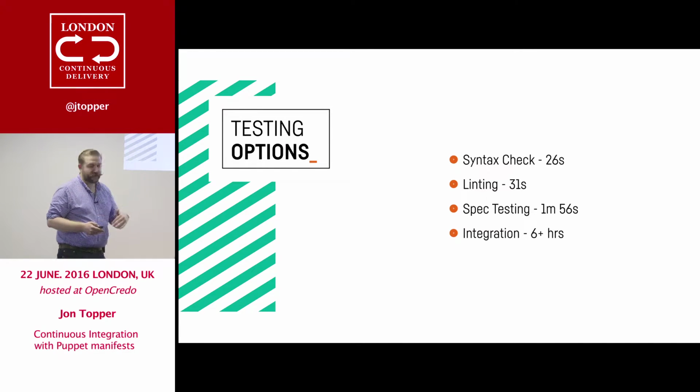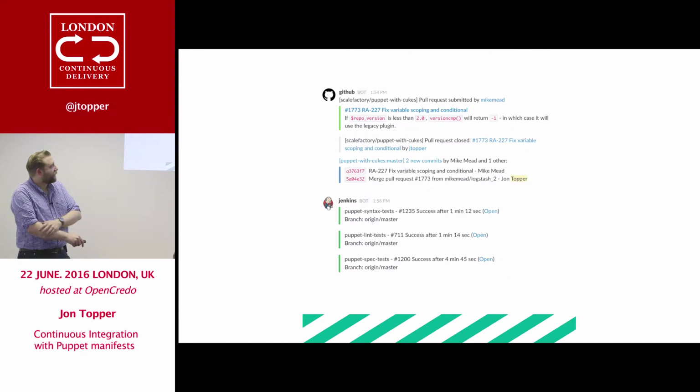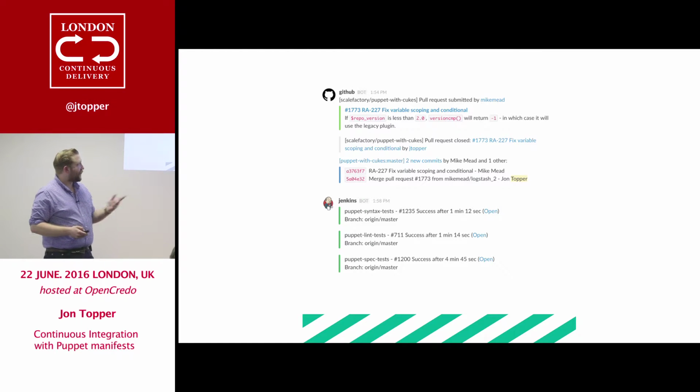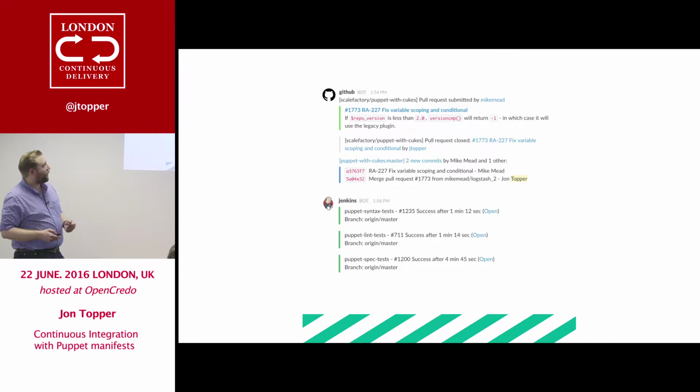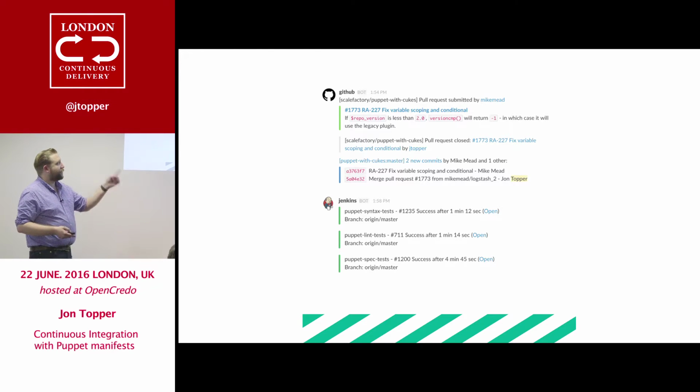But because it's such a long process, we don't get immediate feedback from that. So one of the things that we do is we wire our Jenkins service into Slack. This is, you can see a pull request being raised by my colleague Mike Mead, who I think made some kind of logic error after he came back from holiday because he'd spent too long away from Puppet. He fixed that. I merged the pull request, then Jenkins kicks off.